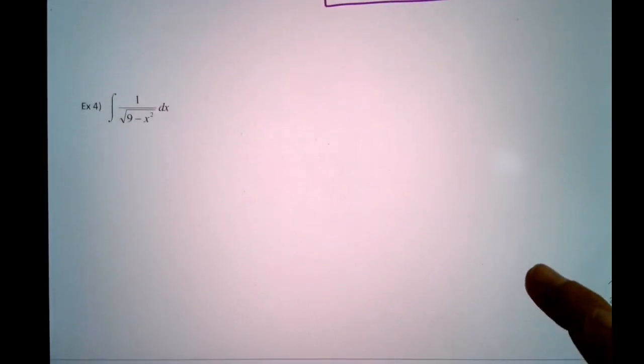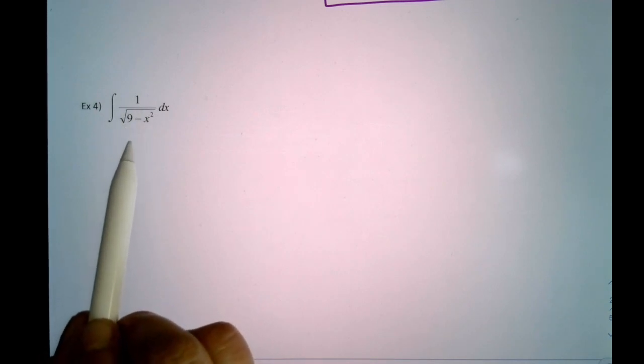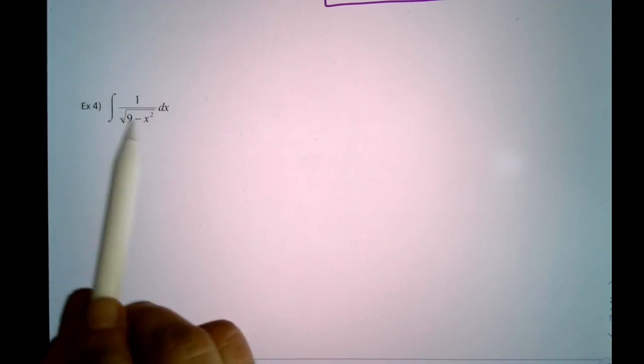All right, moving on to example 4. I've sort of created this situation where I see this 1 over the square root of 9 minus x squared. A basic u substitution is not going to work here, because if you think about letting u be that whole denominator down there, you're going to have a negative 2x flying around and you have nothing to do to get rid of it. So a basic u substitution is not going to work on this. This is an integral that you would not have seen in Calc 1. This is definitely new material.